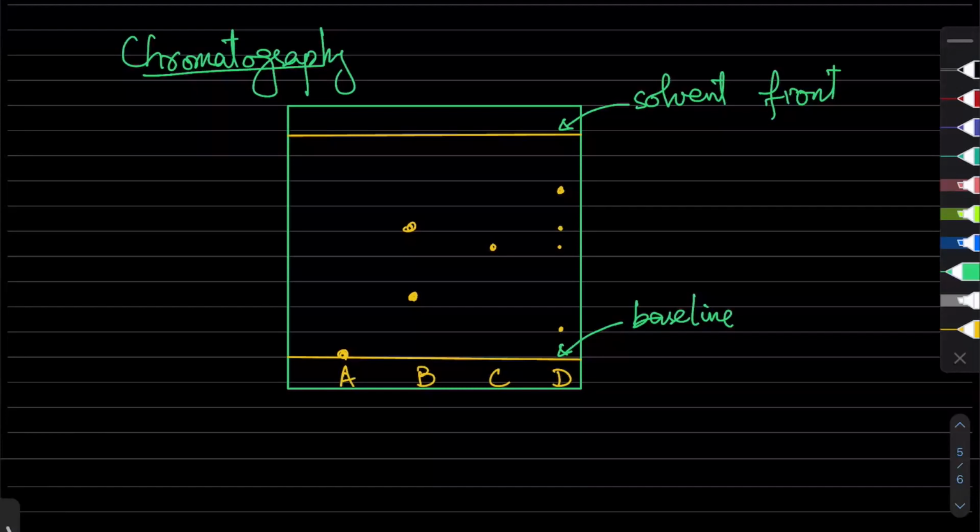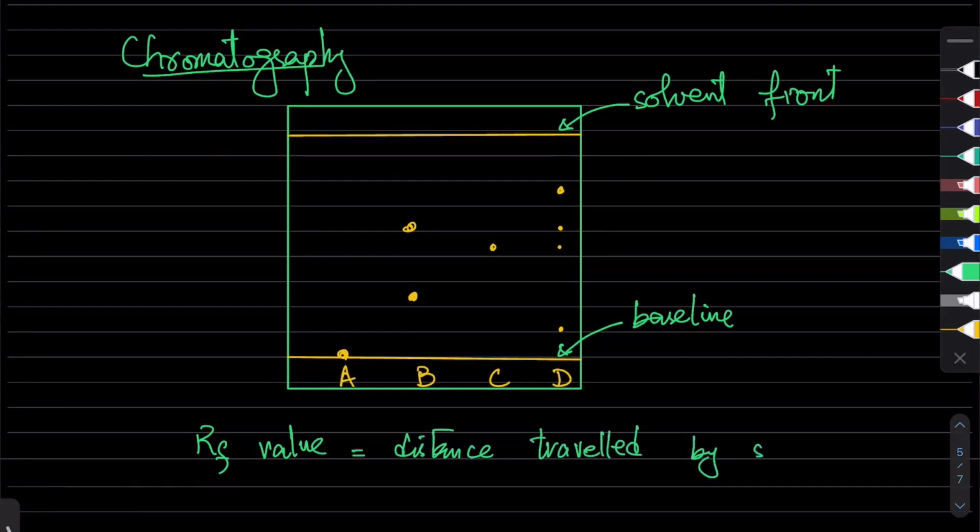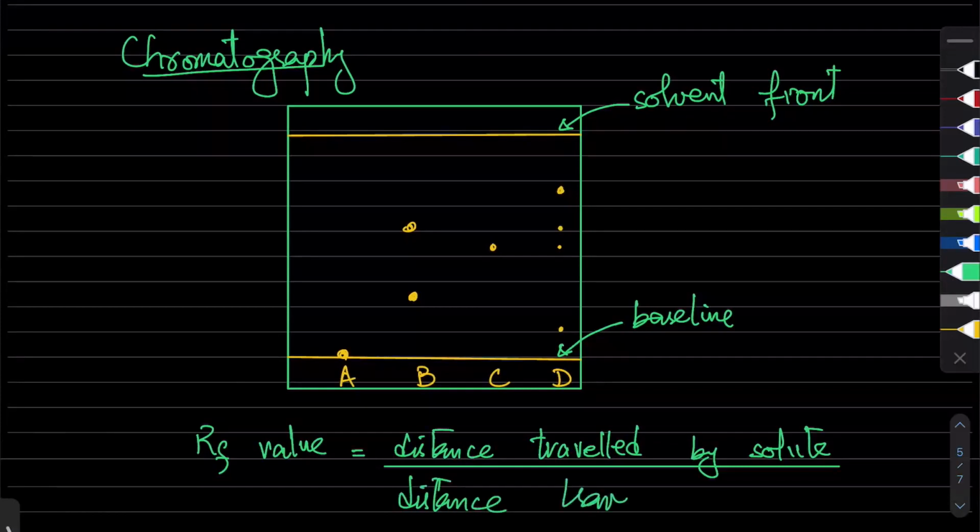The third thing they ask you about is the RF value. The RF value has a formula. It's in your book. It's the distance traveled by the solute divided by the distance traveled by the solvent. That's what the formula is.